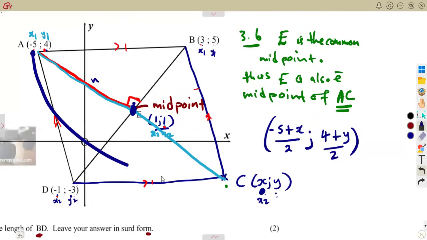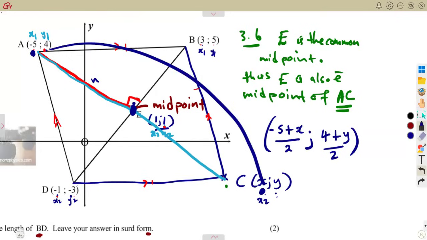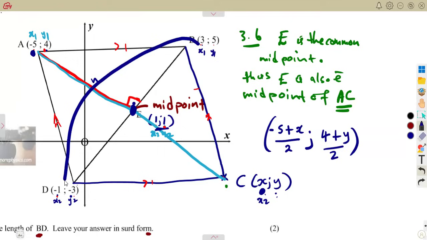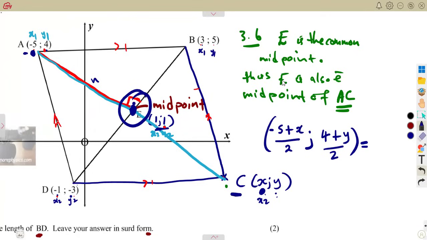This is how you're calculating the midpoint. You take the X values divided by 2, Y values divided by 2. If you do this, you must get this midpoint, just like what we did here, guys. The 3 and minus 1 divided by 2, the 5 and minus 3 divided by 2. It gave us E, the midpoint. So even if you do it using A and C, you must get the same point E, since E is the common midpoint. So this must be equal to E.